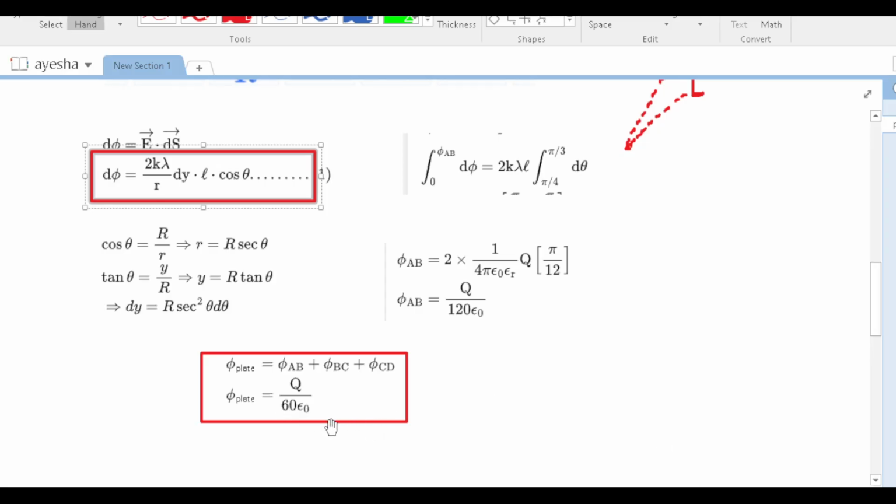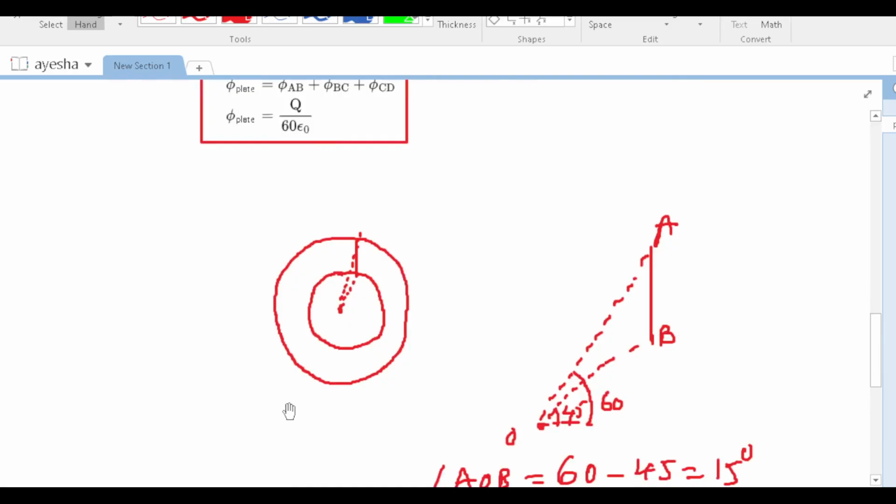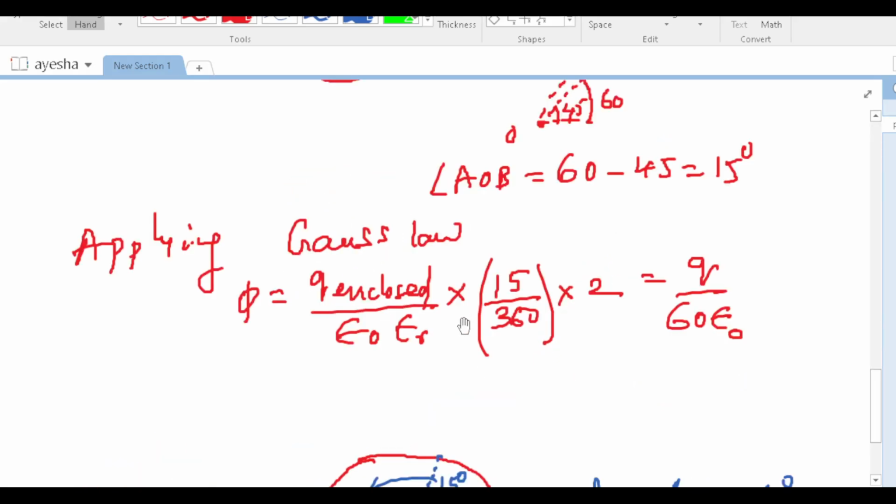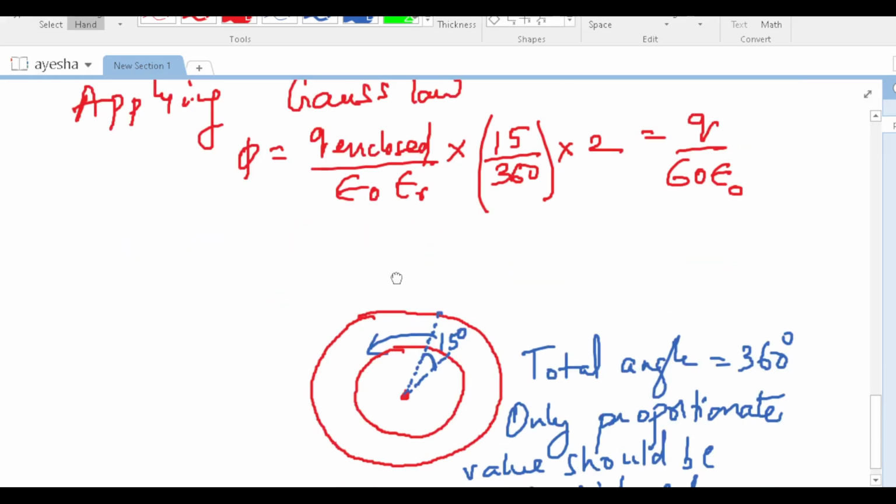However, there is an alternate approach also. We can calculate the angular spread. Here you can see, as I have shown in the diagram, the point O, we can find this angle AOB. So total angle is 60 minus 45, which is 15 degrees. Now I can directly apply Gauss law, which states that flux is equal to Q enclosed divided by epsilon naught. I multiplied with epsilon r because there is a dielectric over there. Now we are not considering the entire flux, only a small portion, so we have to consider the proportionate value. It will be 15 divided by 360 into 2, where 2 is because we are considering the other part also.